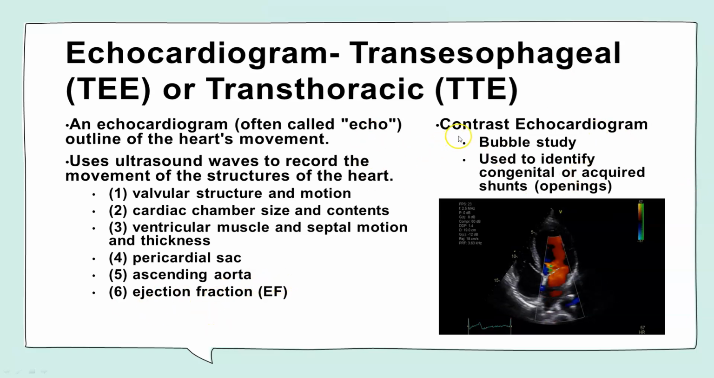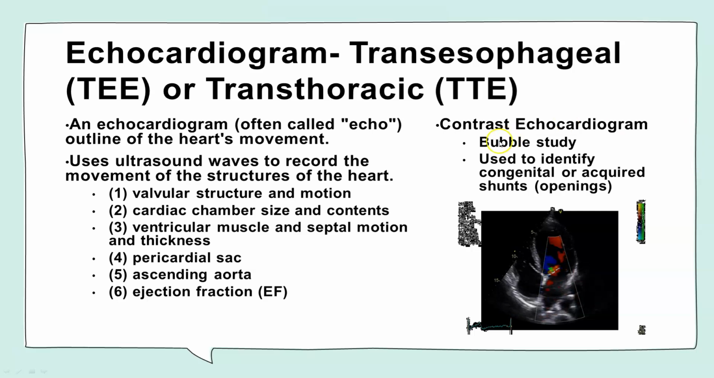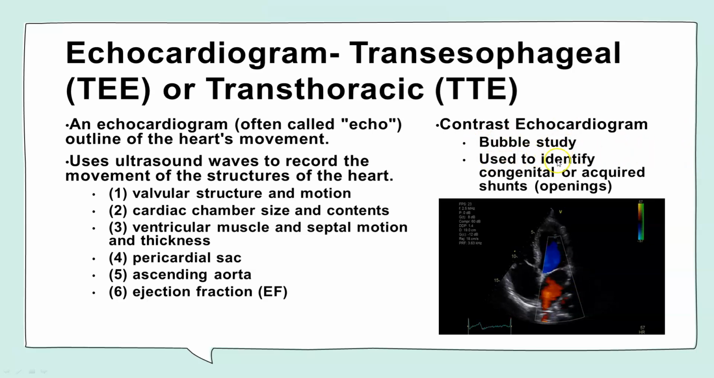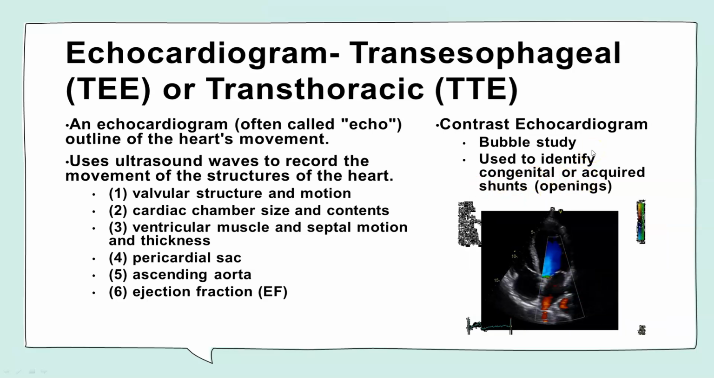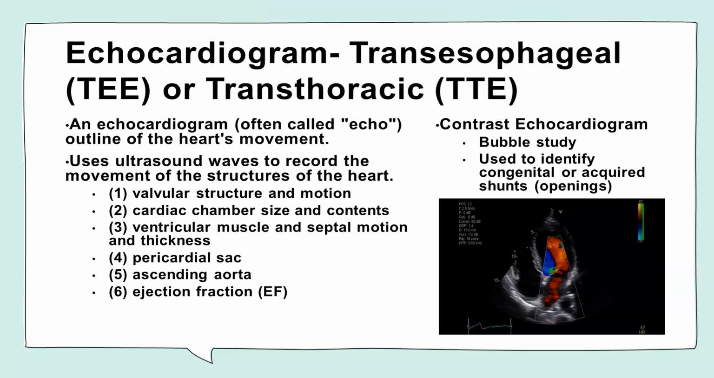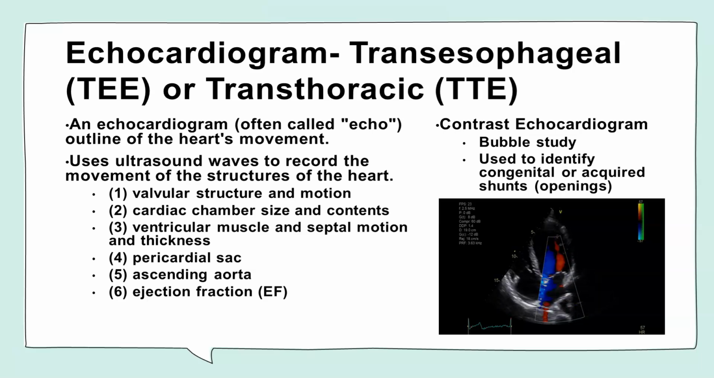You can also do something called a contrast echocardiogram. This is just for all my peds folks. It's a bubble study. We can use it to identify congenital or acquired shunts. And a shunt is just an opening from one chamber into a different chamber, and it's either causing a mix of deoxygenated blood or oxygenated blood. Sorry.